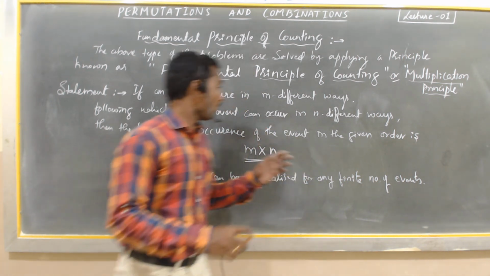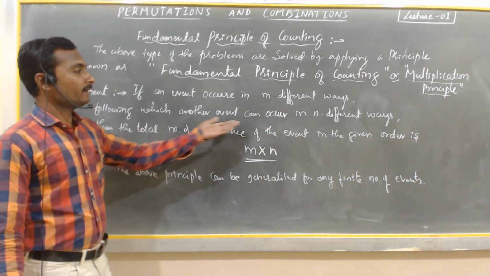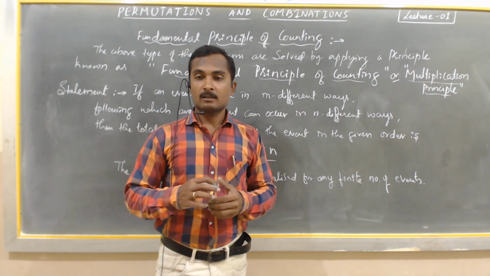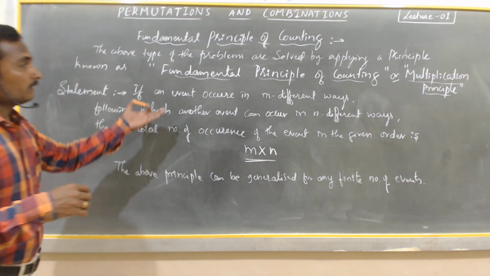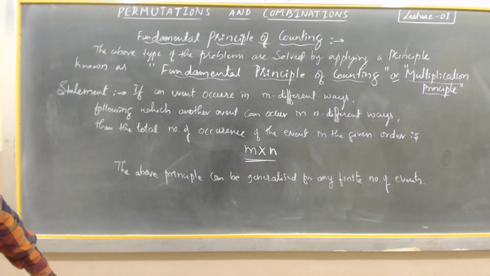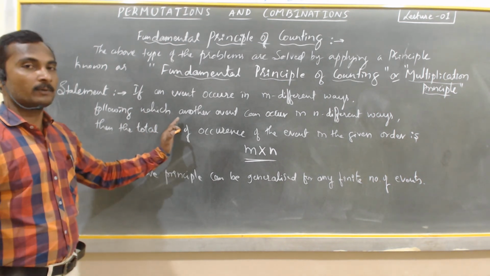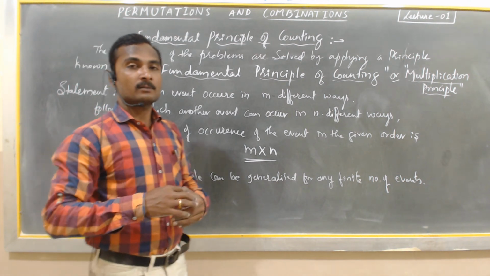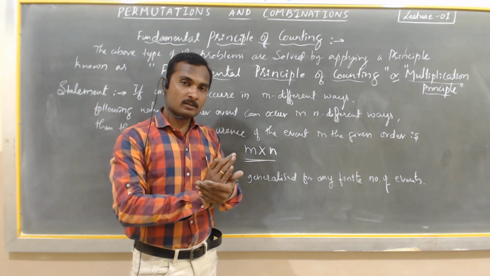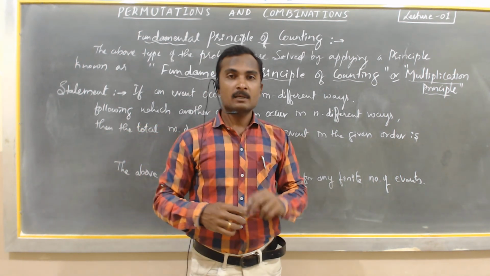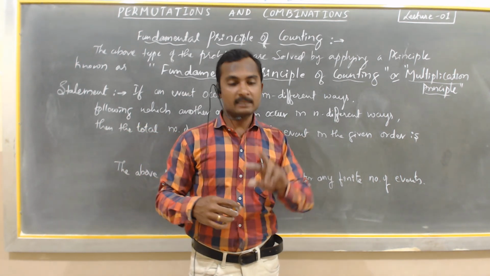Now, following which another event can occur, it means the next thing is, after the bag and tiffin boxes, the water bottles. The next one is the water bottle. The bag and tiffin box combination is taken with a water bottle. There are 2 water bottles. It means one water bottle has to be chosen. That is the second event.